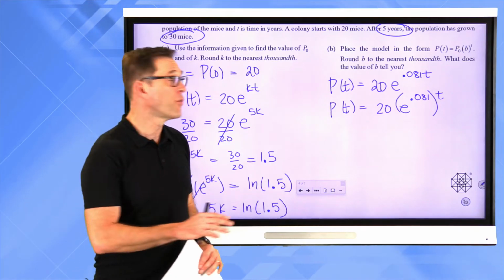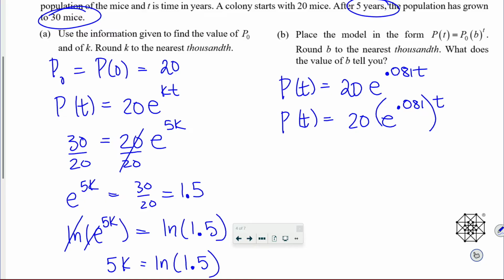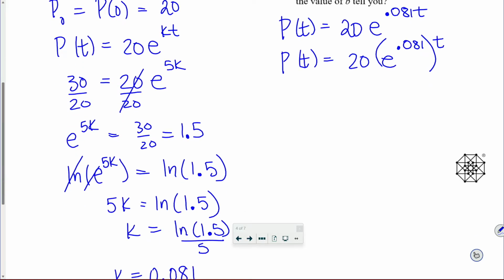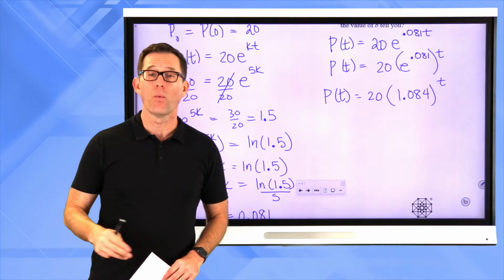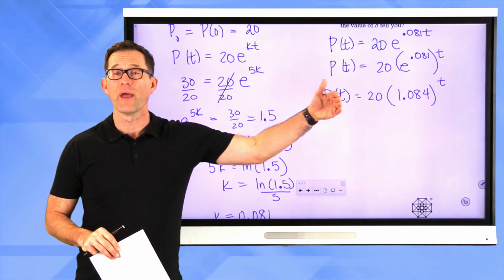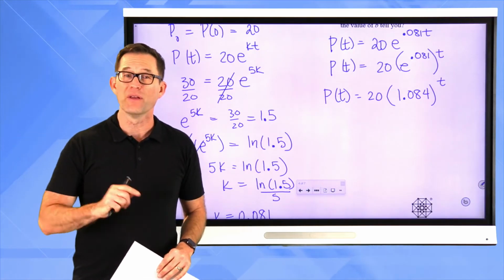All right, well, if we put that in our calculator, and I'm not going to take the time to go through that because we've put plenty of those in, P of t will be 20 times 1.084 to the t. So e to the 0.081 is 1.084. And now how do we interpret that?